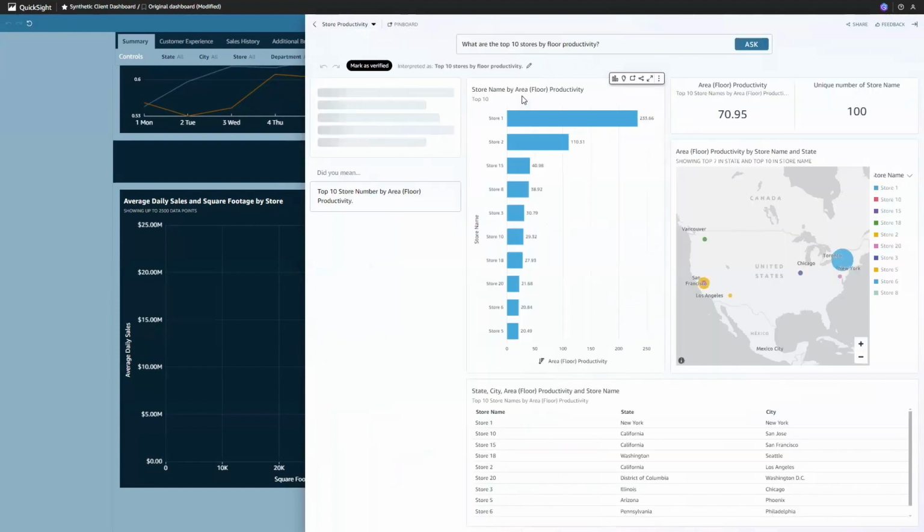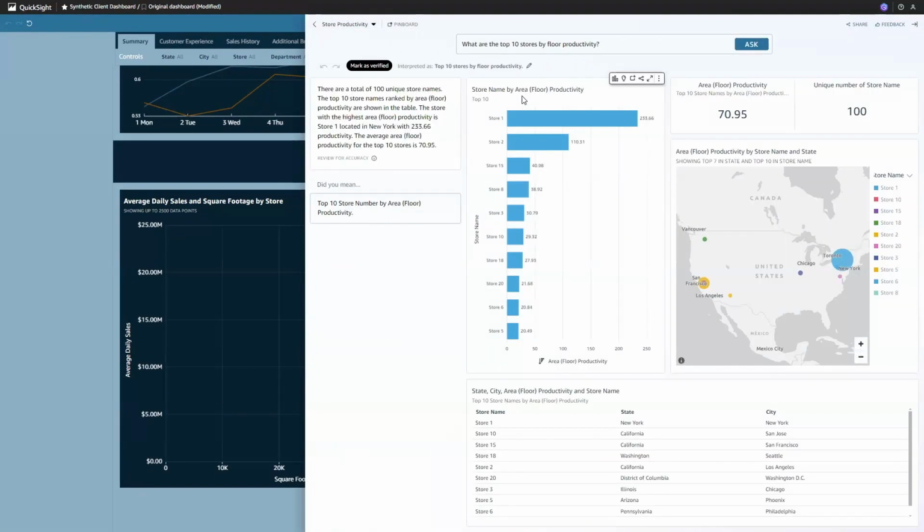This measure of floor productivity is a calculated field where we've divided sales by square footage. Here, Q has responded with a few different visuals, including a bar chart showing the top 10 stores ranked by this metric, in addition to some KPIs, a map visual, tabular details, and some textual insight.